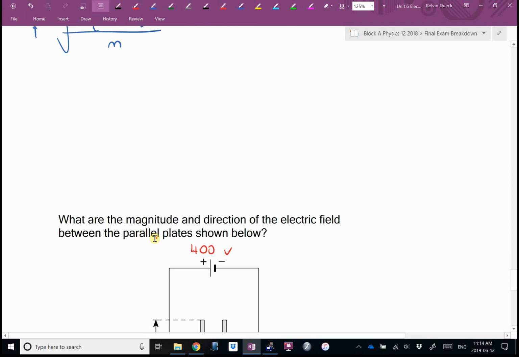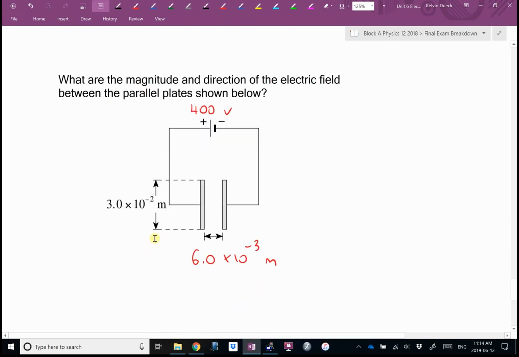What else? You could also find the electric field between parallel plates. So this says, what are the magnitude and the direction of the electric field between the parallel plates shown below? So here are the plates. Oh, electric field is easy. Electric field is kQ over r squared. Why is that not going to work? Point charge. What was our other way of finding electric field?